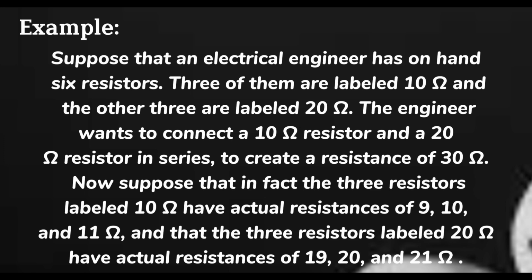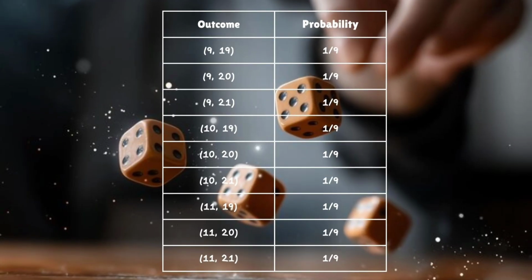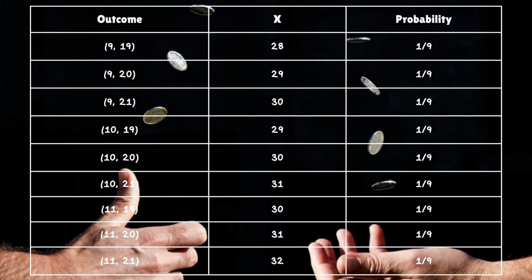21 ohms. The process of selecting one resistor of each type is an experiment whose sample space consists of 9 equally likely outcomes. So here's the table of the sample space. Now, what is important to the engineer in this experiment is the sum of the 2 resistances rather than their individual values. Therefore, we assign to each outcome a number equal to the sum of the 2 resistances selected.